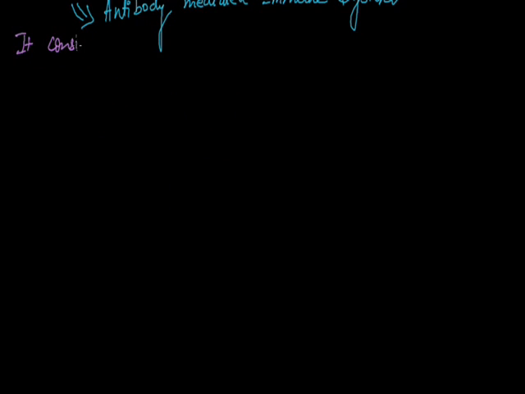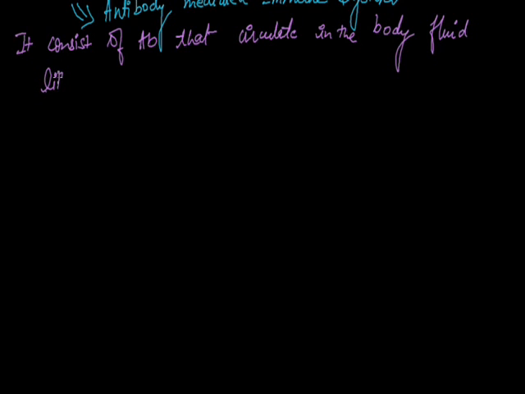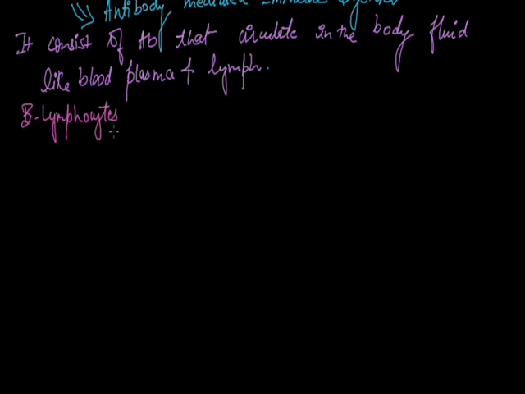It consists of antibodies that circulate in the body fluid, like blood plasma, the watery content of the blood, and lymph. As we all know, antibody is a specialized protein produced in the body in response to foreign antigen. So the B lymphocytes produce antibodies that regulate humoral immunity.